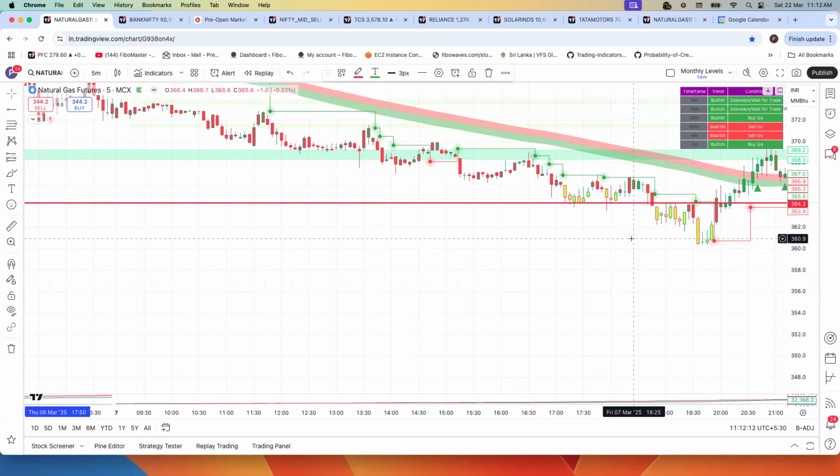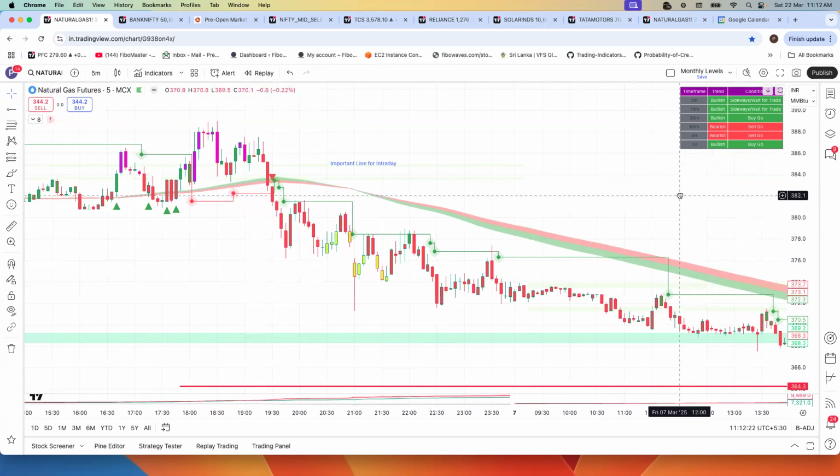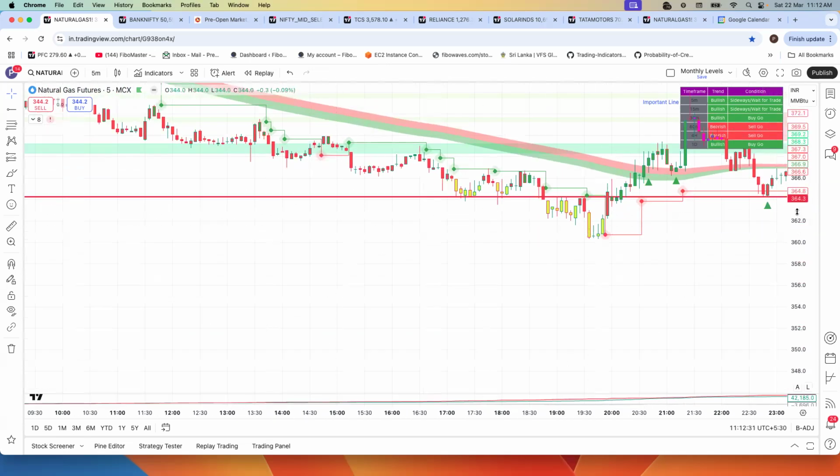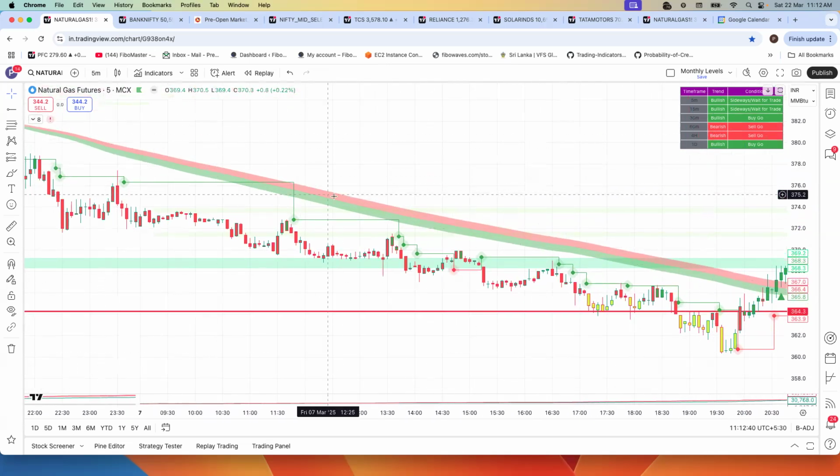Okay, so here my stop loss got hit. While starting, what was my stop loss? 387. After switching over, what was my stop loss? 364. So how many points did I make? 18 points, following only the trend and moving only my stop loss.